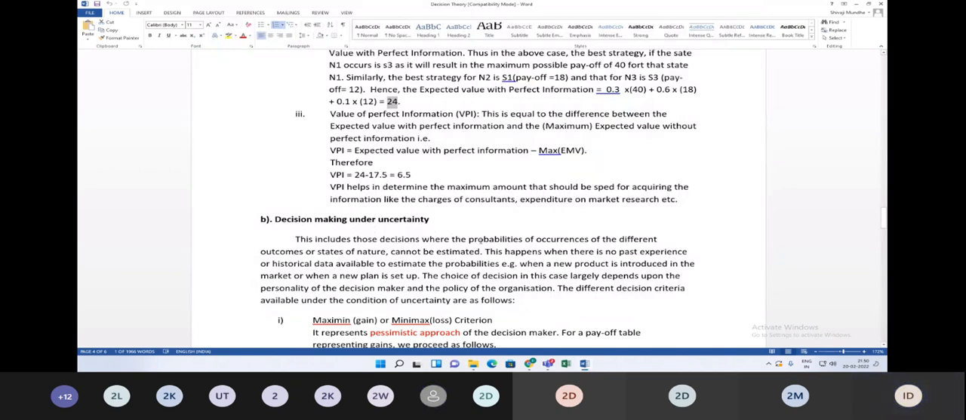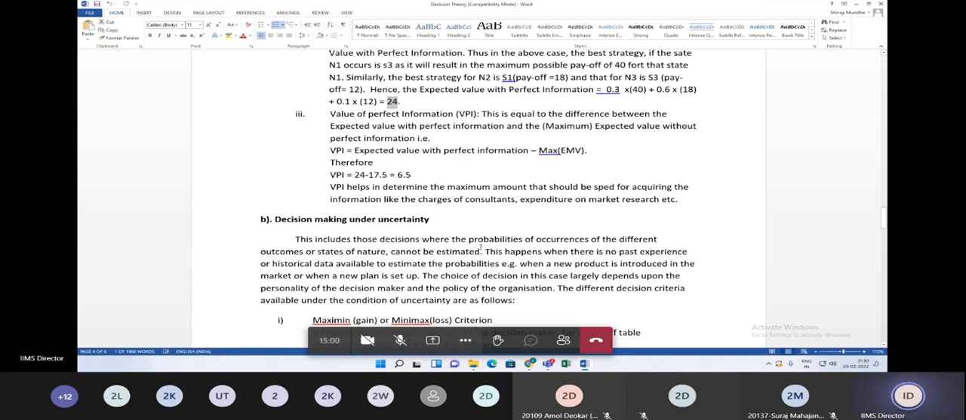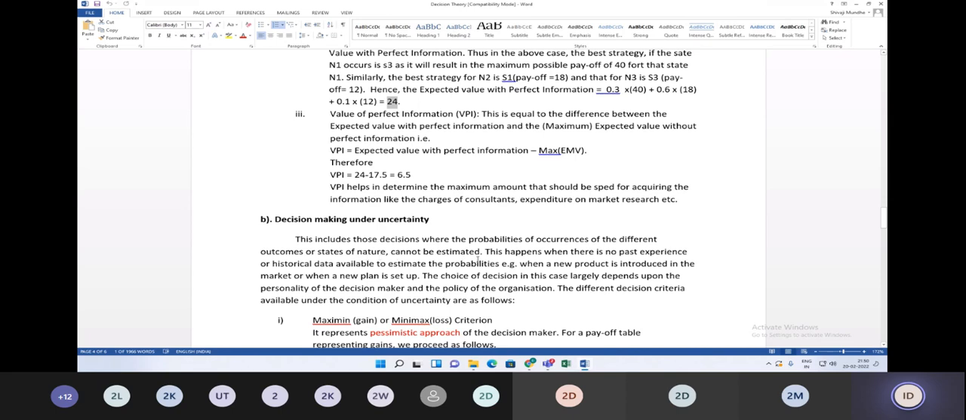Decision making under uncertainty includes decisions where the probability of occurrence of the different outcomes or states of nature cannot be estimated. This is very important: it is applicable only when the probability of occurrences cannot be estimated, because an uncertain state is there, right? This happens when there is no past experience. When this happens, we cannot estimate. That means there is no past experience or historical data. That is why the probability is not going to be known or estimated, right?